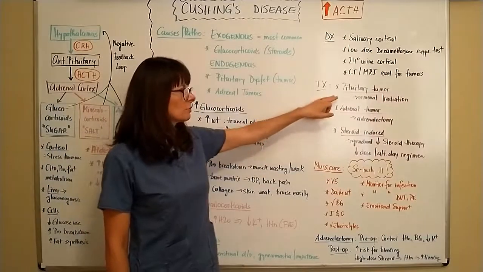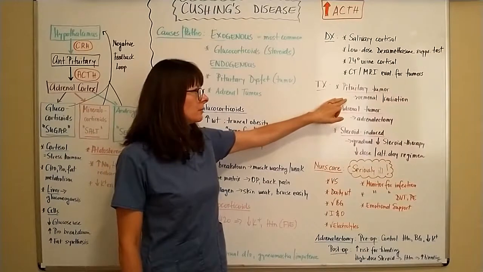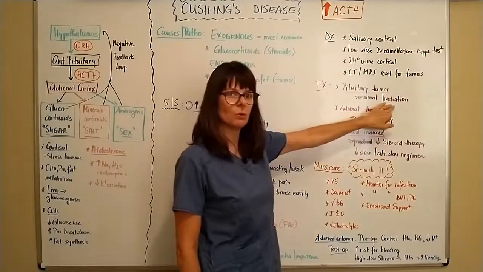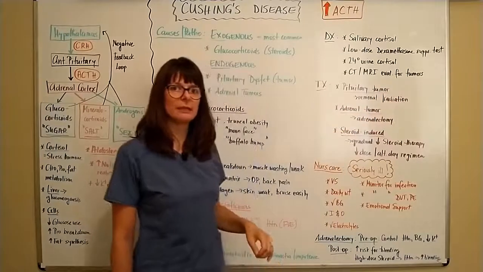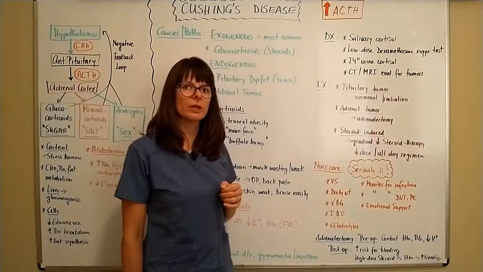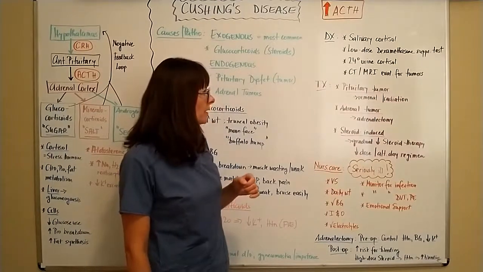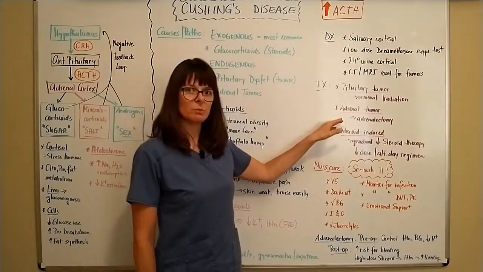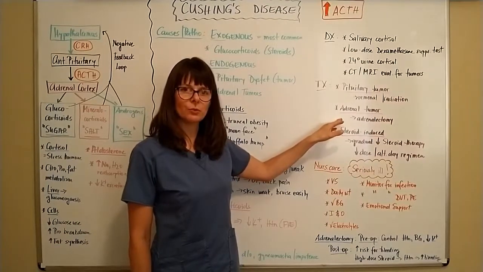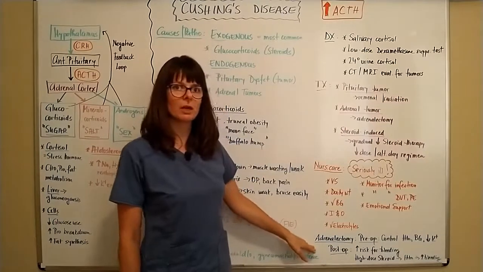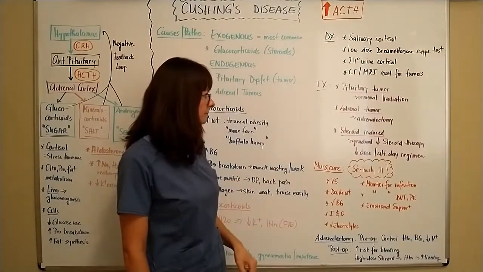Treatment, if it's due to a pituitary tumor, the pituitary gland will have to be removed. If it's not possible, if the patient is not a surgical candidate, a lot of times radiation will be performed to try and shrink the tumor. If the reason is an adrenal tumor, an adrenalectomy has to be done, which basically means surgical removal of the adrenal gland, and we'll look a little bit more into nursing care related to that down here.